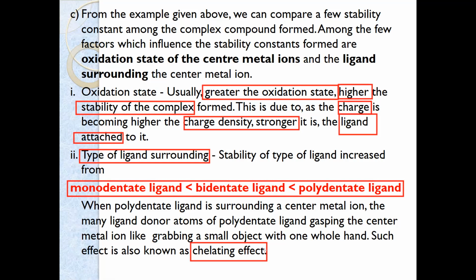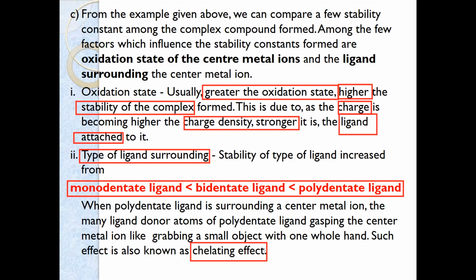And then a polydentate ligand, it is like you have many fingers, many claws holding to these objects. So this will greatly increase the stability of the complex. That is why we say that monodentate ligand is the least stable, followed by bidentate ligand, and the polydentate ligand is the most stable. And a polydentate ligand holding to a center metal ion, we have a special effect. We call it the chelating effect, chelating. The way we pronounce it is chelating effect. Okay, so these are the two major reasons of how we manage to identify the stability of the complex.